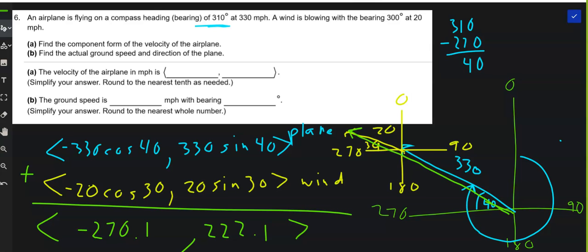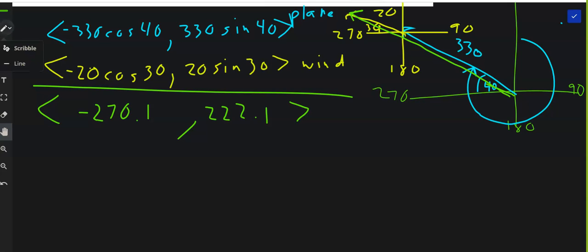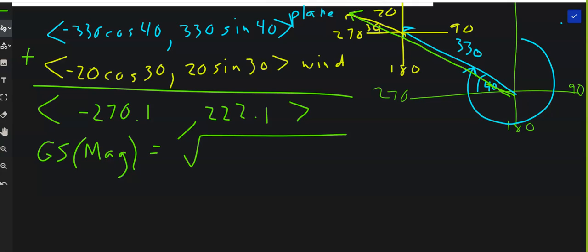Now, ground speed. Isn't this the magnitude of the new vector? Okay, we can do that. Abbreviated ground speed. Magnitude. 270.1 squared plus 222.1 squared. Take the square root of that mess. So I'm going to let it go to a couple of decimal places, and when I got done, I had 349.7.